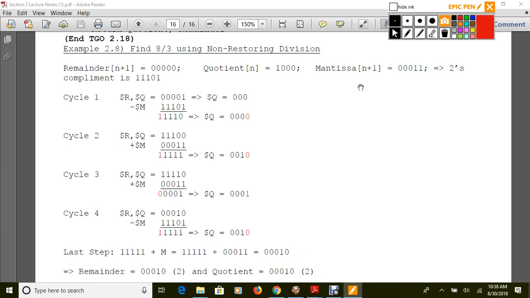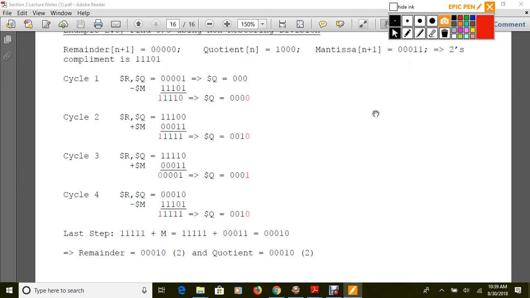Example 2.8, now we're doing 8 divided by 3 using non-restoring division, right? So on the take-home portion of the exam, and I'll tell you more about the exams later, you'll be able to do both of these, and then I'll have one of the two on the exam, so I expect you to demonstrate which one is which. All right, in this case we start out the same. Quotient is 8, mantissa is 3, 2's complement is -3, and the remainder is initialized as 0.